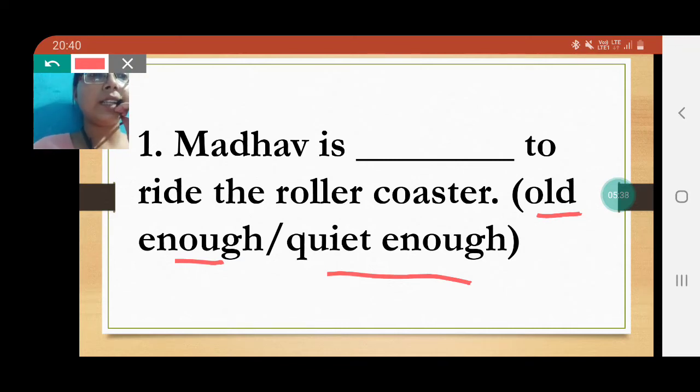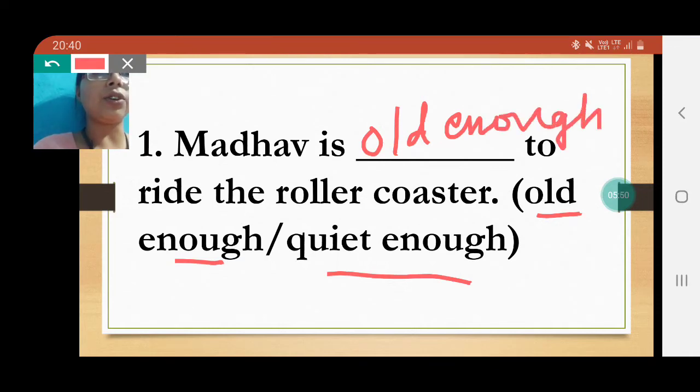So Madhav is old enough to ride the roller coaster. So here you will write old, O-L-D, enough, E-N-O-U-G-H. Old enough. Madhav is old enough to ride the roller coaster. So this is your answer. Okay, students.